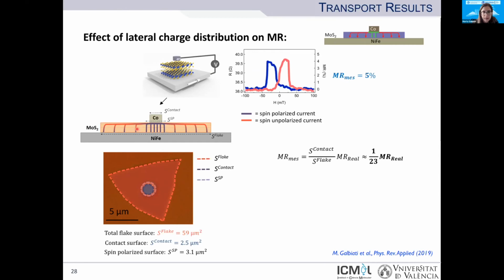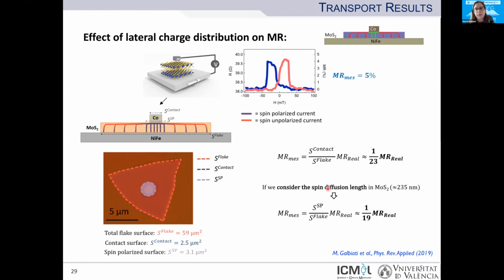Actually, this is not exactly true, because we need to take into account the spin diffusion length in molybdenum sulfide, but this was reported to be just in the order of some hundreds of nanometers. So even like this, if we calculate the spin-polarized surface, it is much smaller than the total surface of the flakes.